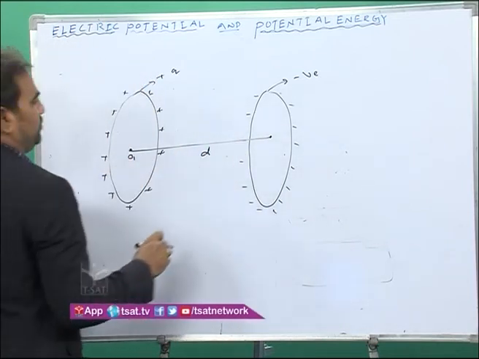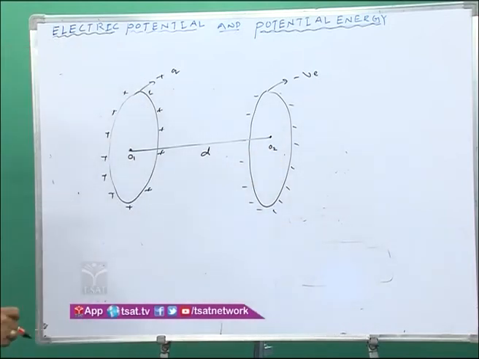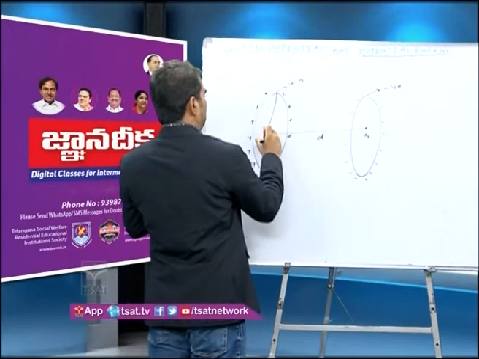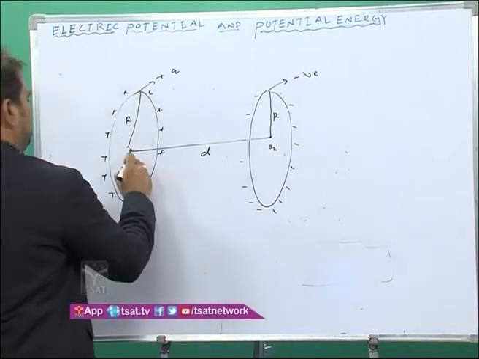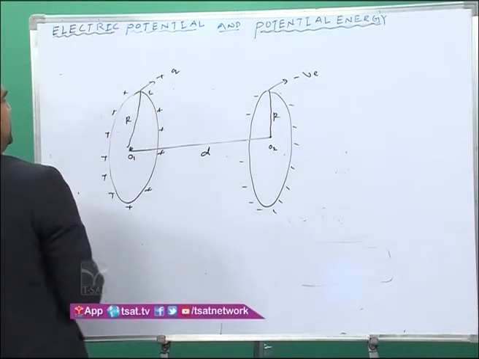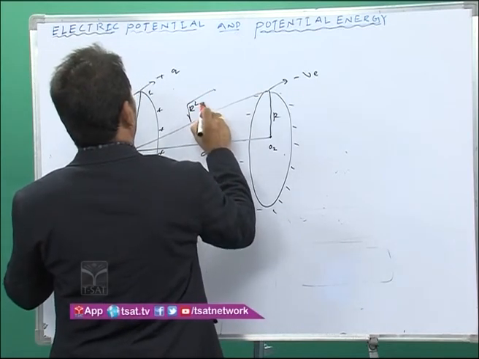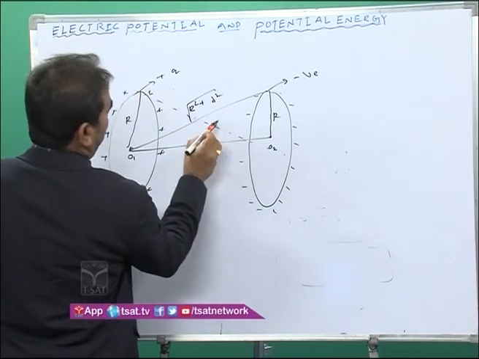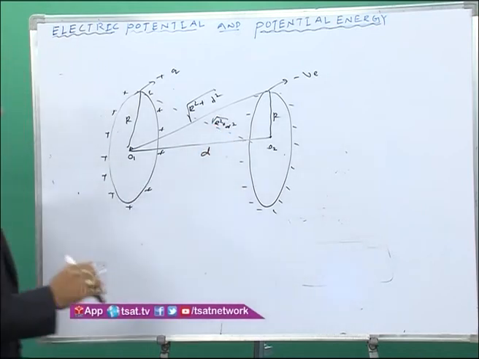Let this center be O1 and the second one's center be O2. Each ring has a radius r. The distance between the centers is d, and the distance along the ring is r. This distance would be root over r square plus d square. Similarly, this distance also would be root over r square plus d square.